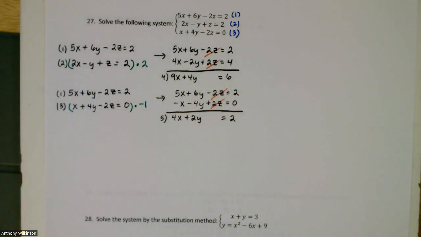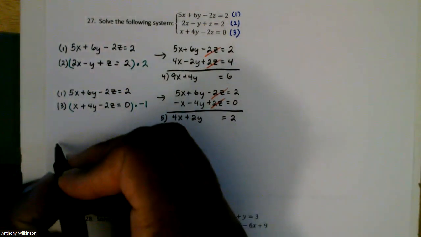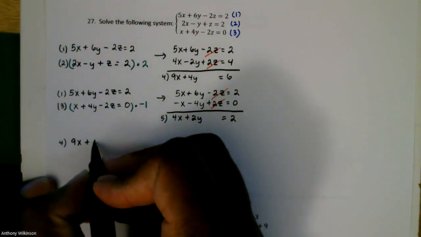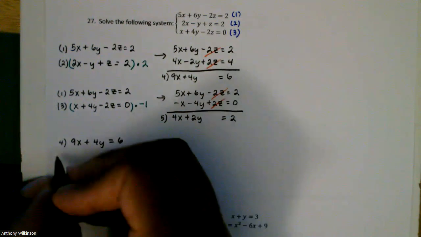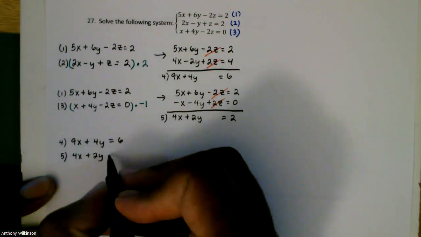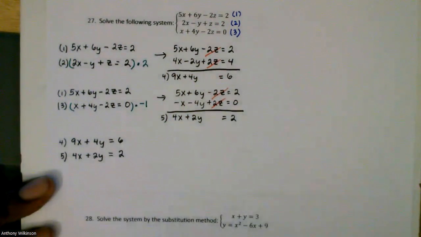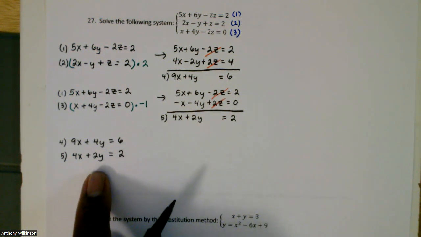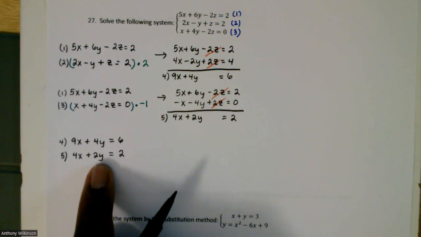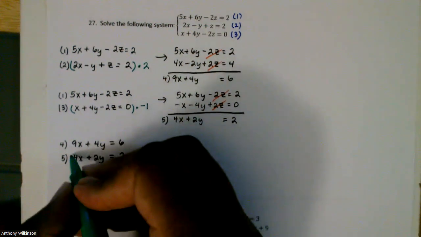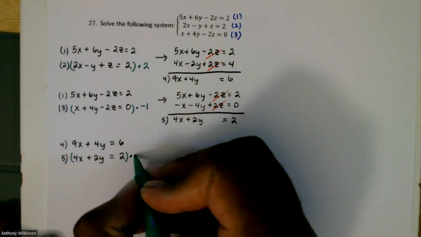So in this case here are my two equations in two variables. Equation 4 is 9x plus 4y equal to 6. Equation 5 is 4x plus 2y is equal to 2. And you know what I'm going to do here? I'm going to eliminate a y, because I can make the 2y a minus 4y. And I'm going to do that by multiplying that equation 5 by negative 2.